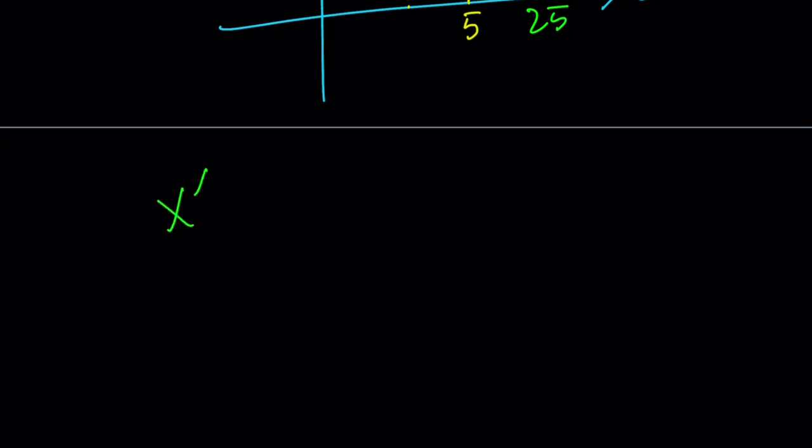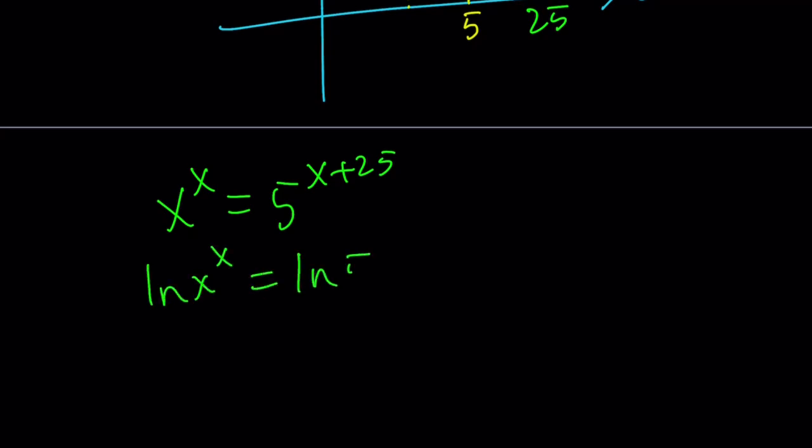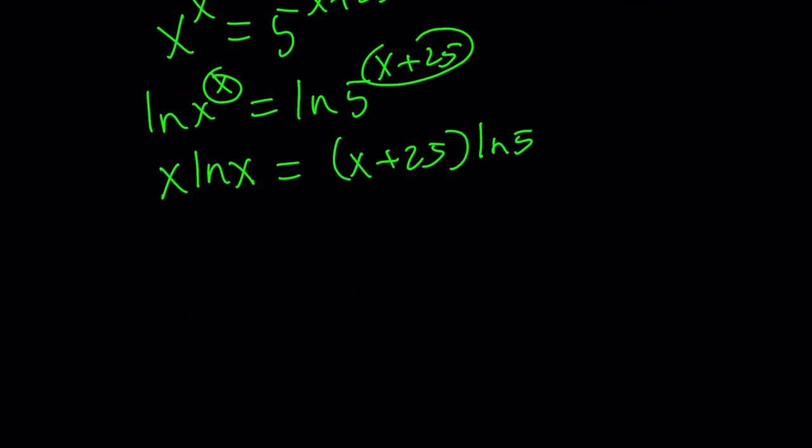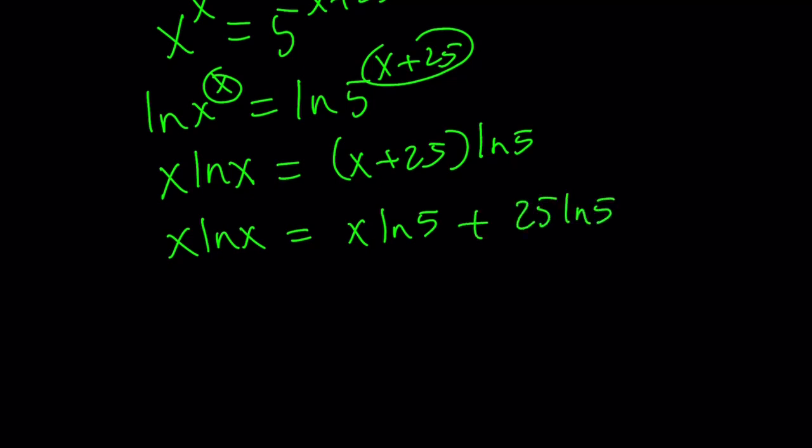So we have x to the x equals 5 to the power x plus 25. Why don't we ln both sides? Because a lot of times lnning both sides helps, right? And we use it all the time. So if you ln both sides, then you can go ahead and move the powers to the front. You get x ln x equals x plus 25 times ln 5. All right, so let's go ahead and distribute: x ln 5 plus 25 ln 5. It's just looking at it from an ln perspective, okay?